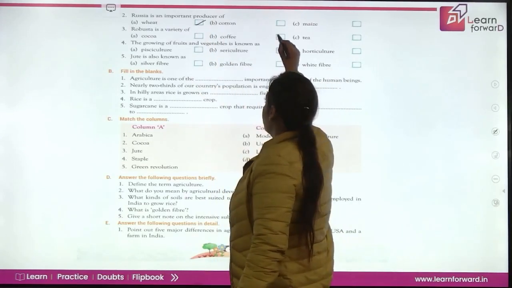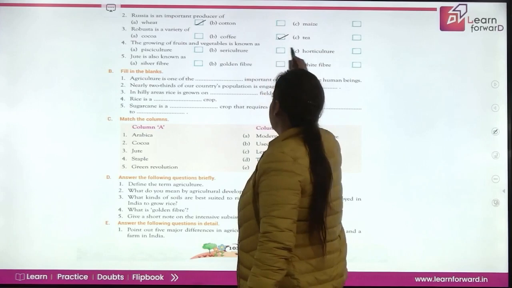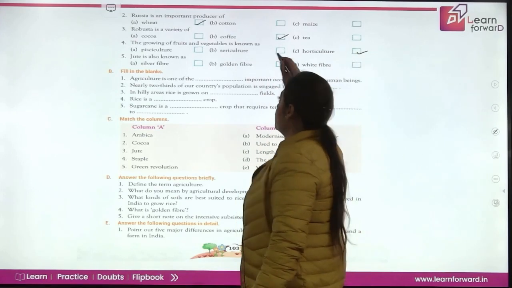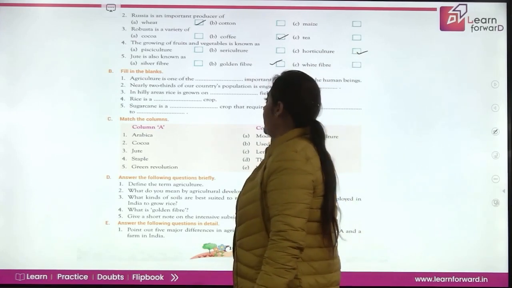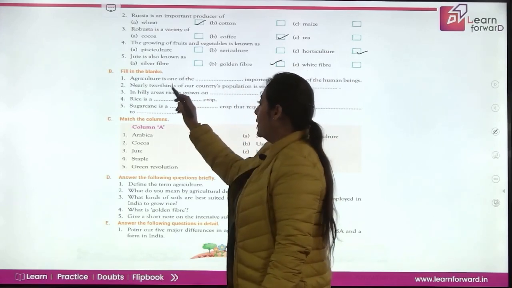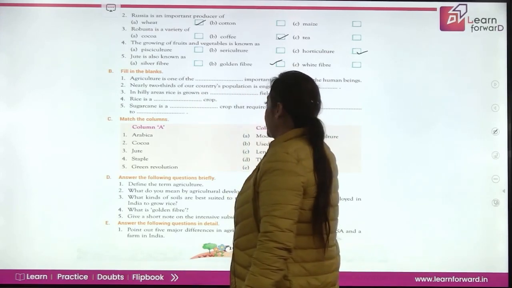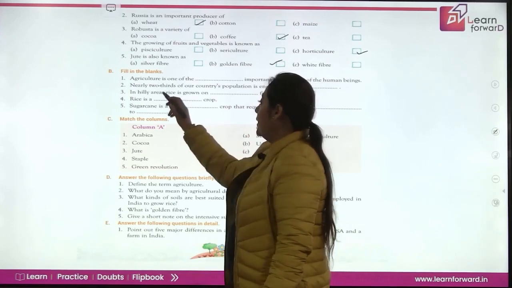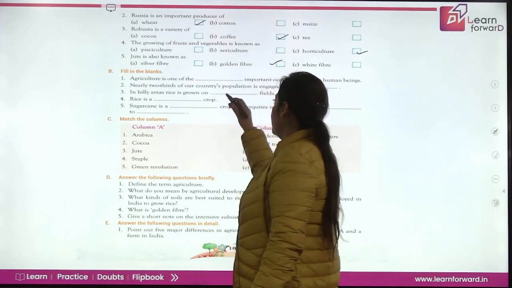Robusta is a variety of coffee. The growing of fruits and vegetables is known as horticulture. Jute is also known as the golden fiber. Agriculture is one of the most important occupations of human beings. Nearly two-thirds of a country's population is engaged in agriculture. In hilly areas, rice is grown on terrace fields.